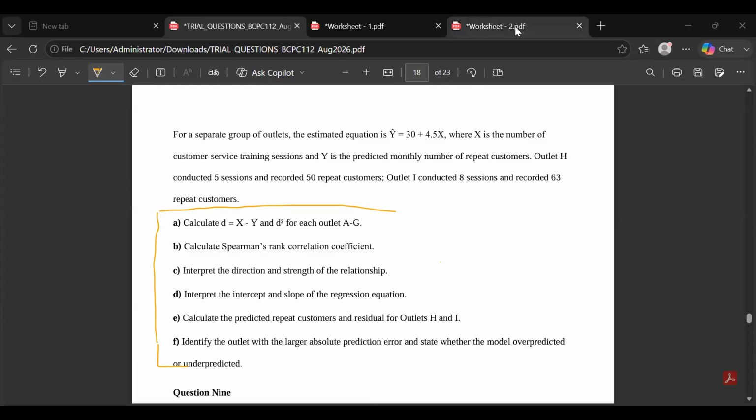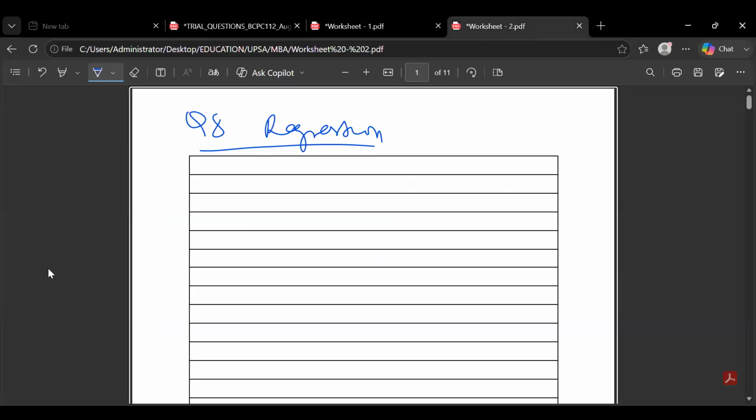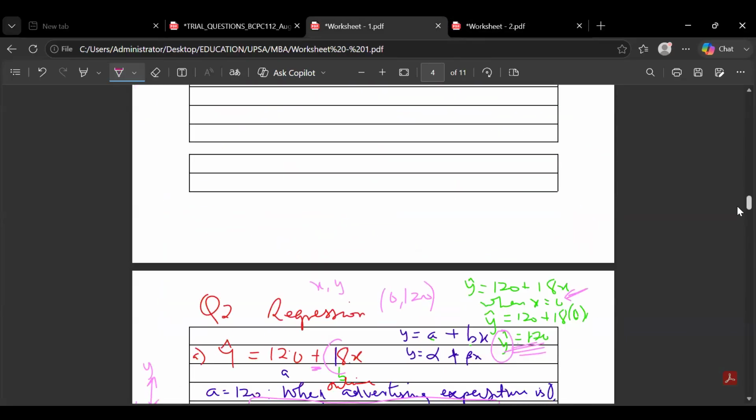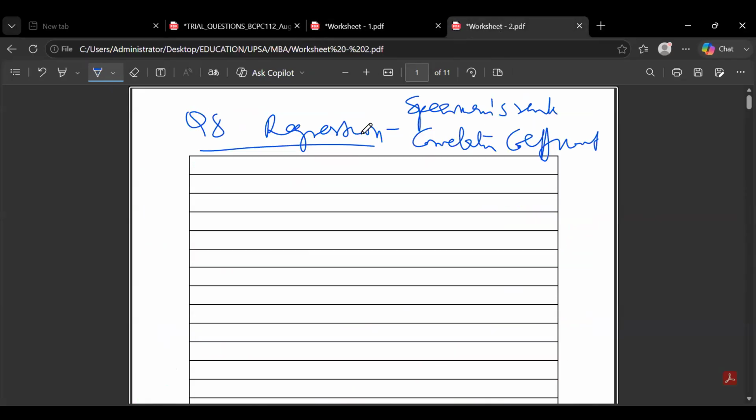Okay. So this one is called the Spearman's rank correlation coefficient. The other one is called regression. This one is called regression, or this is regression actually. This is Spearman's rank correlation coefficient, similar to regression. So let me clear this. It's similar to regression. So this is what we are solving today.